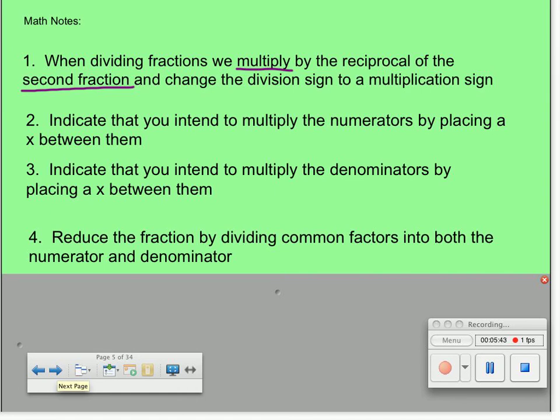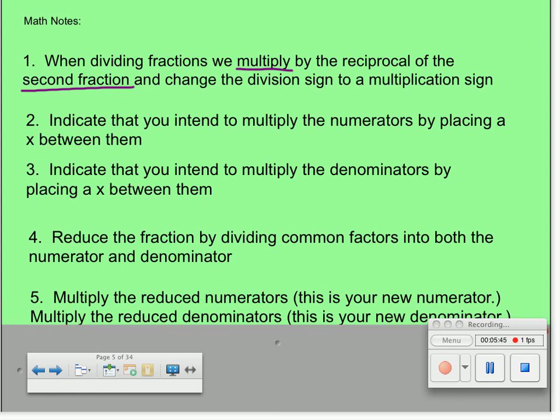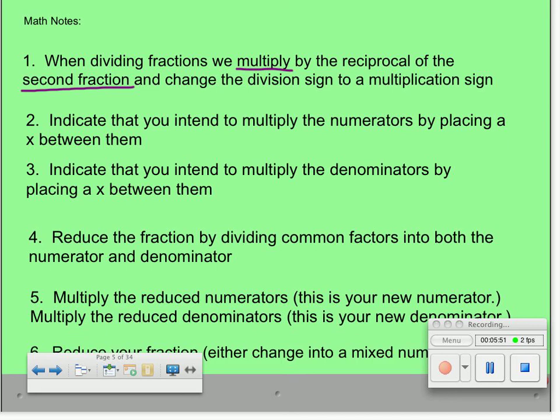You are then going to reduce your fraction by dividing the common factors into both the numerator and the denominator. You're going to multiply the reduced numerators to get your new numerator.